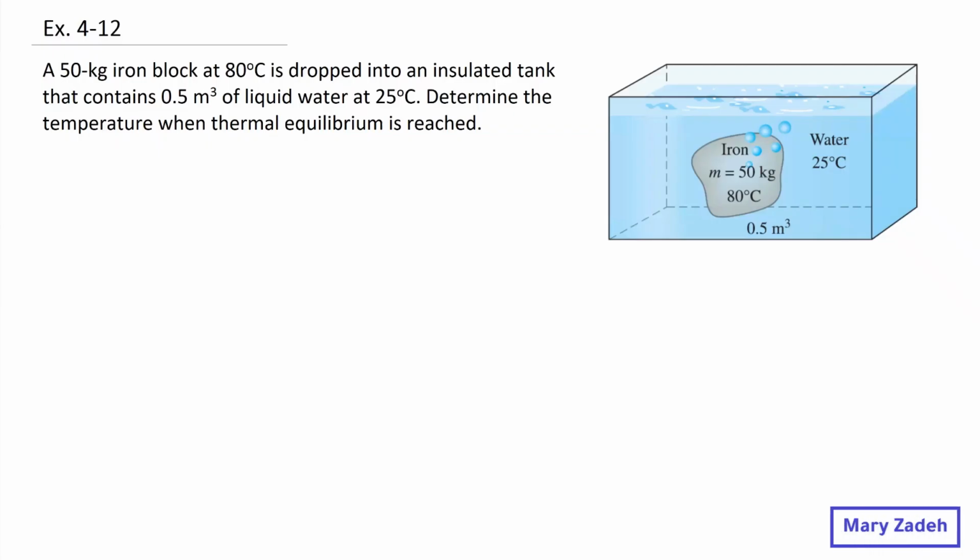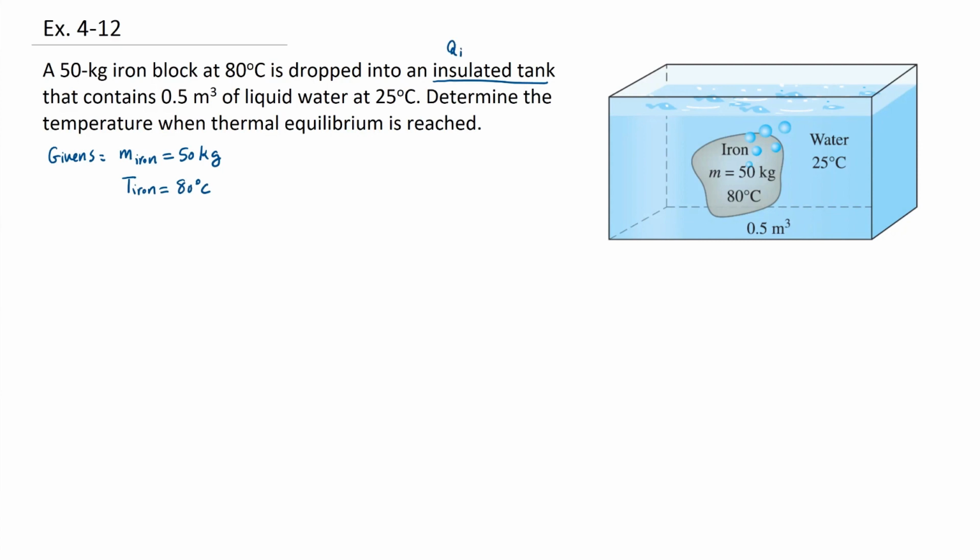Let's solve example 4.12. I'm going to write down the givens first. Mass of iron is given, 50 kilogram. Temperature of iron is given, 80 degrees C. It is dropped into an insulated tank. It means that there is no heat involved. Q in or out is equal to 0.